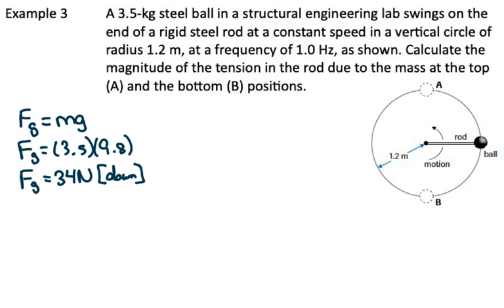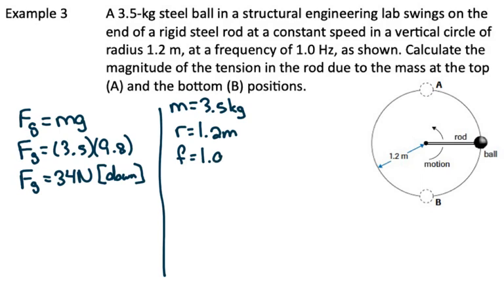The centripetal force on this ball, we need to look at the information given to us. We have the mass of 3.5 kgs. We have a radius of 1.2 meters. And a frequency of 1.0 hertz. Looking at those variables and the centripetal force equations that we have, the one that works would be Fc equals 4 pi squared mRf squared.